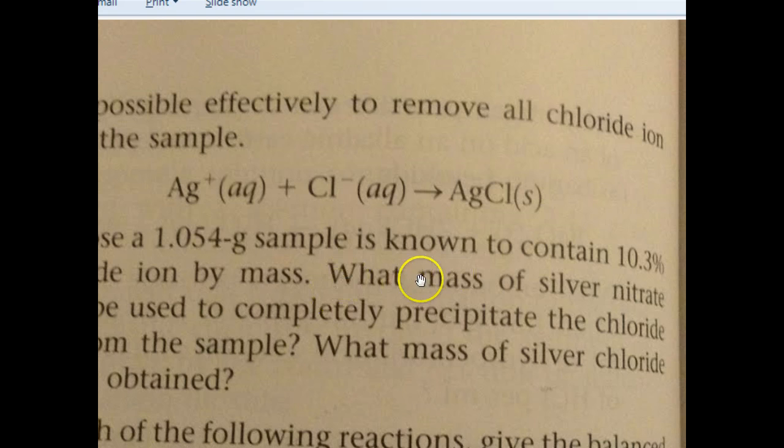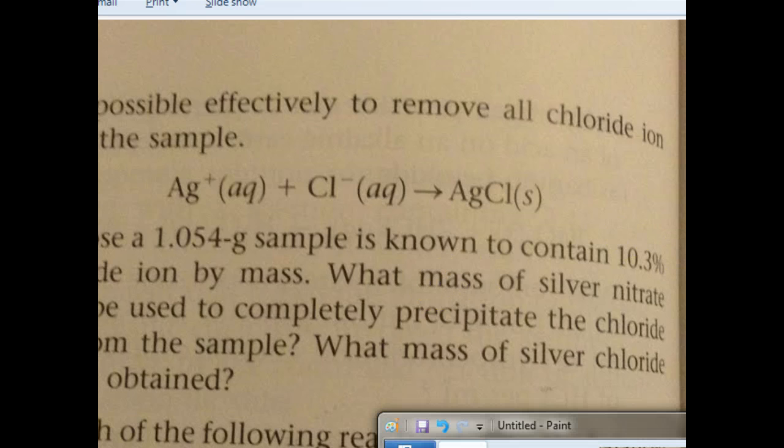But these guys in this problem are interested in the chloride ion. And they want to know, how much of this do you need to get rid of all of this? That is, how much of this do you need to react with all of this? Okay, I know what you're thinking. You're thinking, this is just silver, but not silver nitrate. Yet, they're asking for the mass of silver nitrate. So, how is that going to work? How can we get the right answer? Well, we'll get it like this.